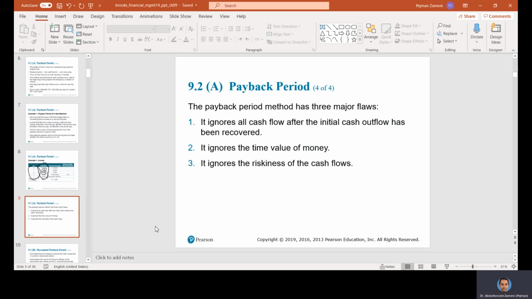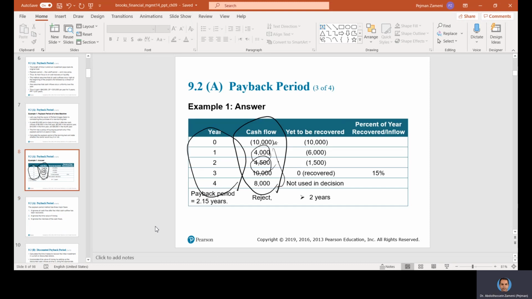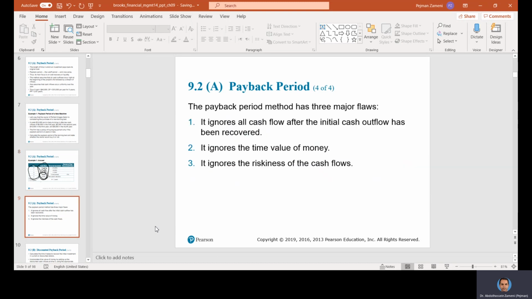Okay, the payback period method has three major flaws, meaning these are some disadvantages or problems of this method. It ignores all cash flows after the initial cash outflow has been recovered. What does that mean? See, this project is earning around $10,000 or $8,000 per year after year 3 and 4. But based on this method, these two are completely ignored.